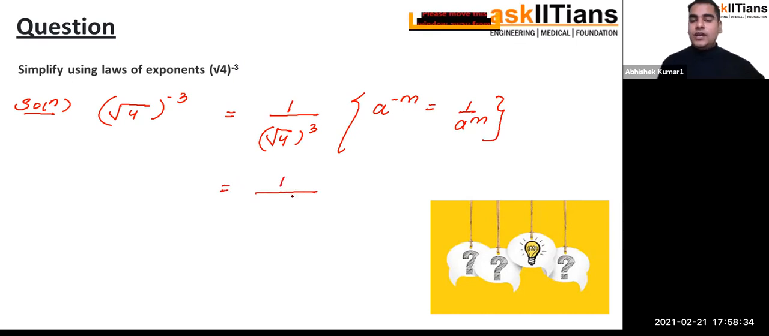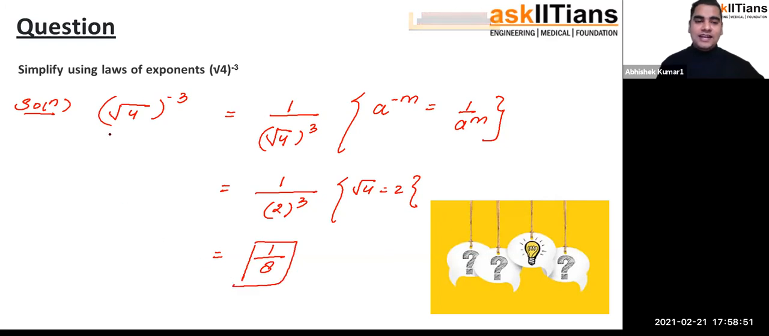Now, what is the square root of 4? We all know the square root of 4 is 2. So this will become 2 raised to the power 3, right? So we replace the square root of 4 by 2. And now we know what 2 cube is. 2 cube is 8. So you will be having 1 upon 8. That means the answer to this particular problem is 1 upon 8.